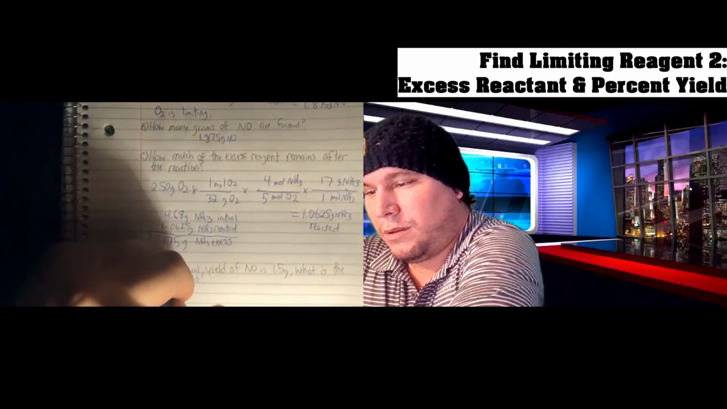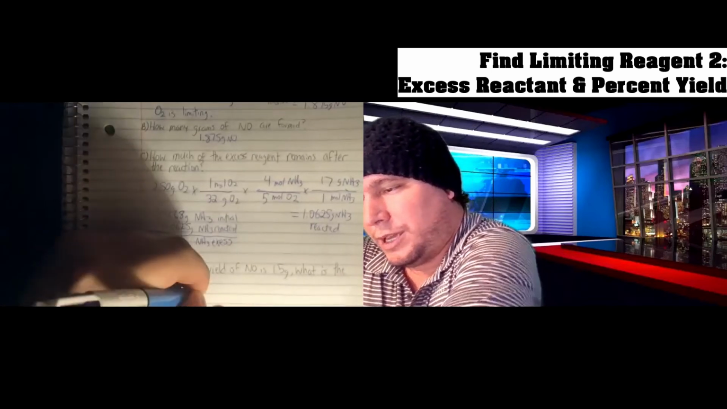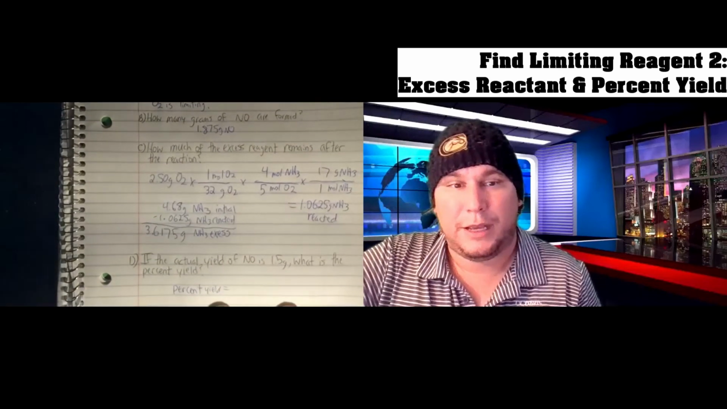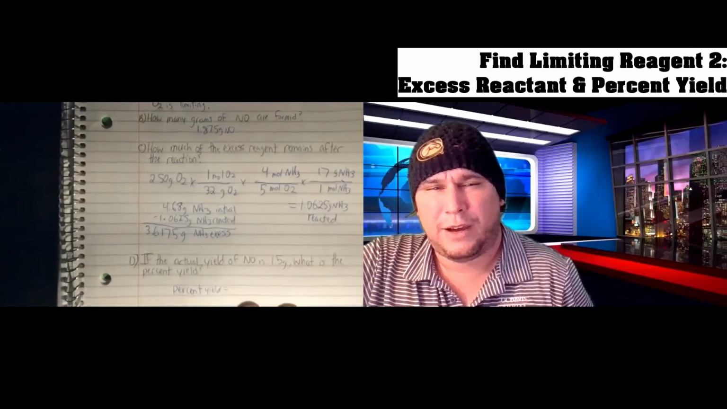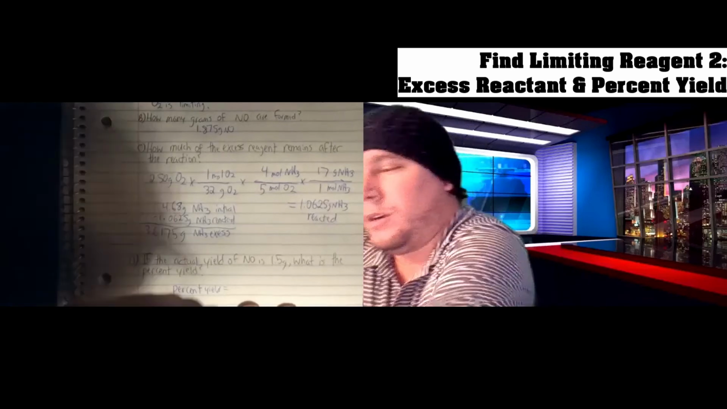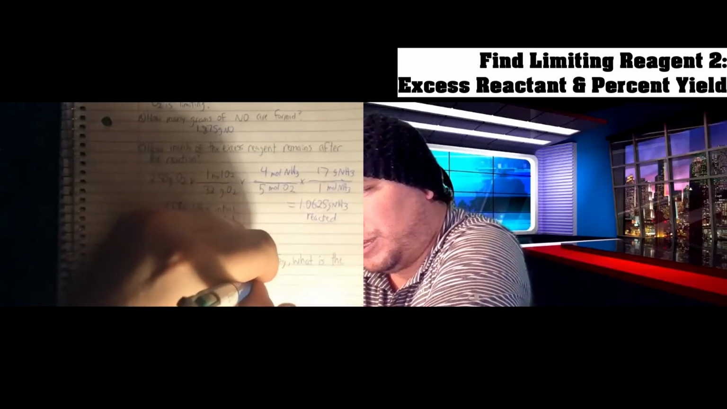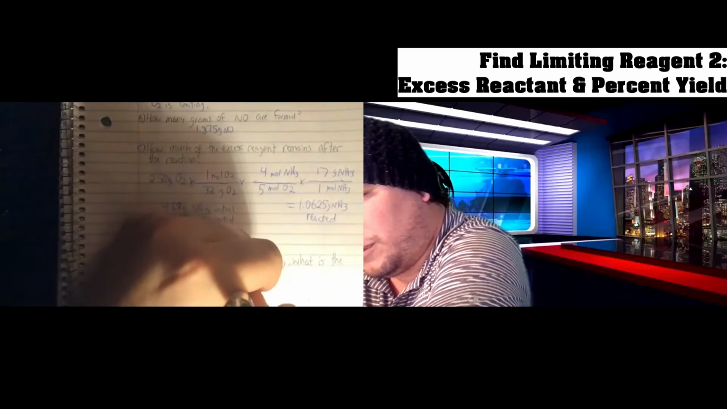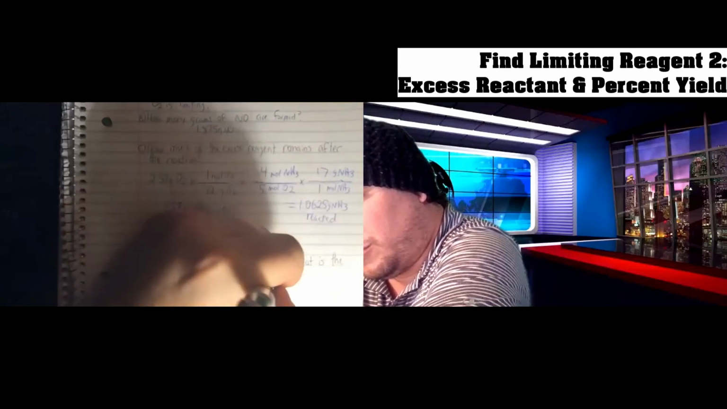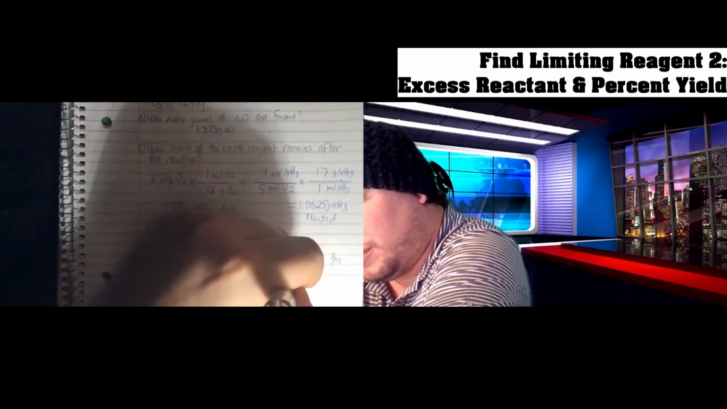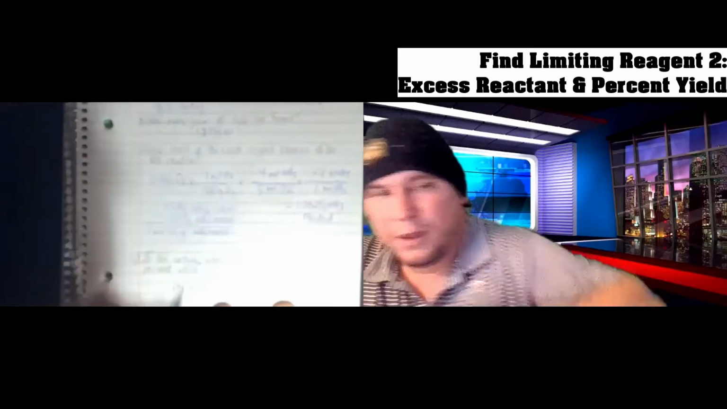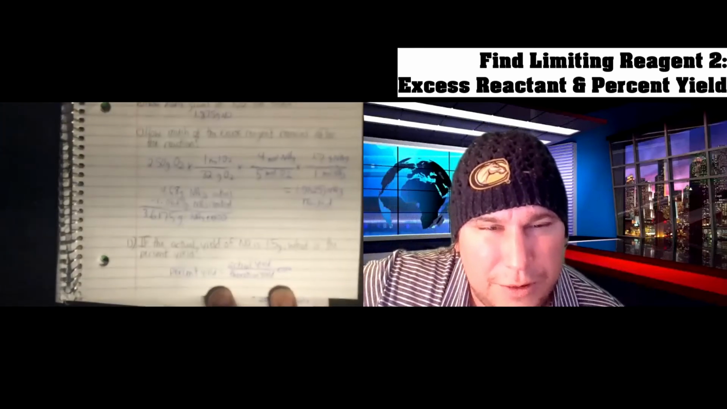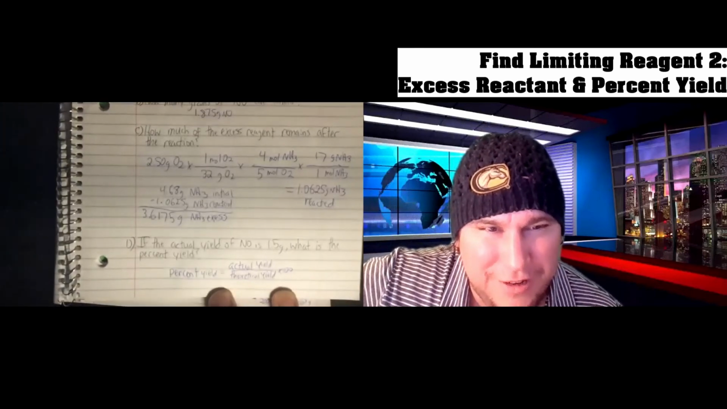So percent yield, let's try and recall what that is. If you haven't heard it, we're about to find out. So your percent yield will be your actual yield over your theoretical yield times 100. Actual yield over theoretical yield times 100.